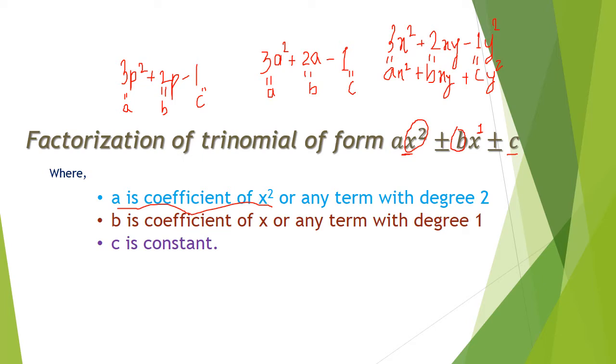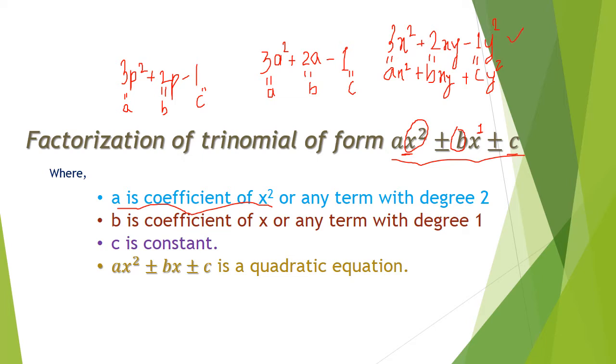So what are this type of equations called? This type of equation, ax square plus minus bx plus minus c, is a quadratic equation. Any equation with degree 1 is called linear equation, with degree 2 is called quadratic equation, and degree 3 is called cubic equation. So this is the quadratic equation. It's the factorization of trinomial or factorization of quadratic equation, you can say. Okay students, I think you won't get confused. Now if we see this type of question on your exercise, asking what will be the value of a, b, and c, let's not get confused.